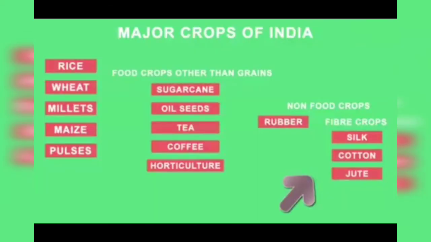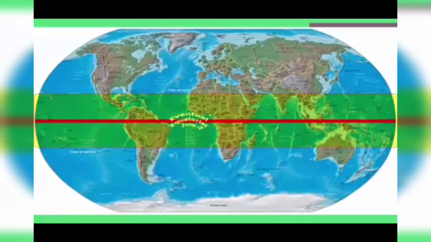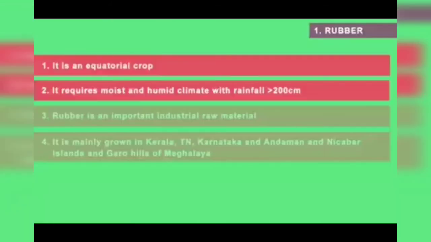Now let's move on to the next topic, non-food crops. So meaning these are crops but you cannot consume them. They are not edible. So the first one is rubber. So it is an equatorial crop, meaning it is grown in all the countries that lie in the equatorial region. Now to grow rubber, you need moist and humid climate. And then you need heavy rain, more than 200 centimeter. So if you see moisture, humidity and heavy rainfall, these are all characteristics of the equatorial region.